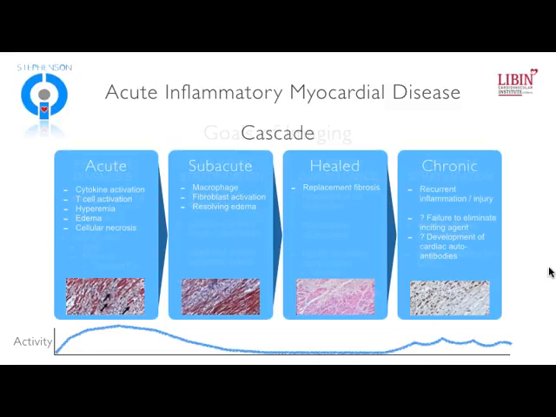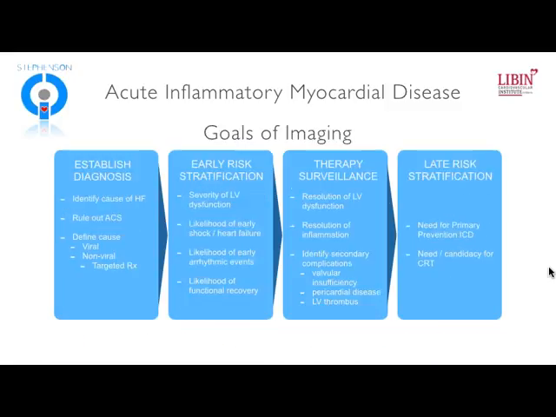Once people have reached this convalescent phase, however, we do see some patients that experience recurrent inflammation and patterns of injury. We believe that's either because they have not eliminated the inciting event or the agent that was causing the injury, or because they've developed autoantibodies to the myocardium that continue the inflammatory process.